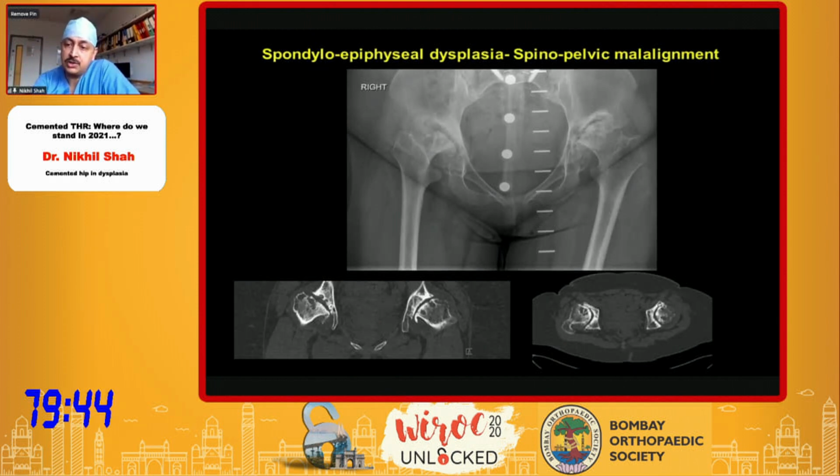So dysplasia is not always part of congenital hip dislocation. It can happen in other pathologies as well. She had her spine fused and was very disabled. So these are cases where I would try and do a bilateral simultaneous procedure, which is quite rare in my practice.